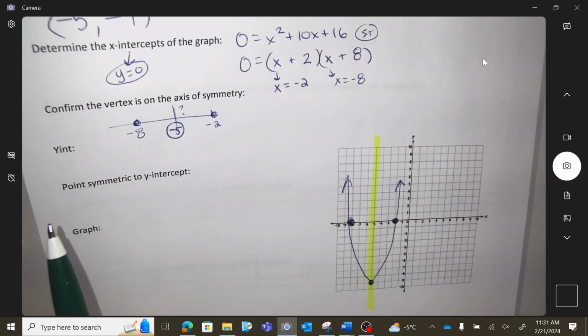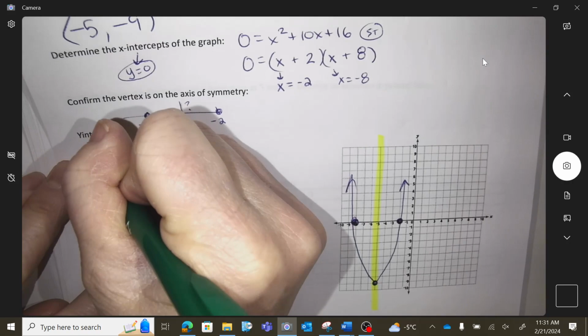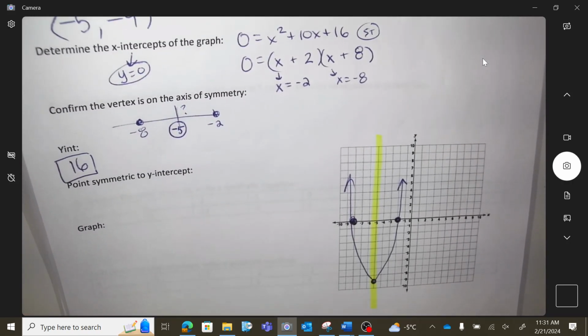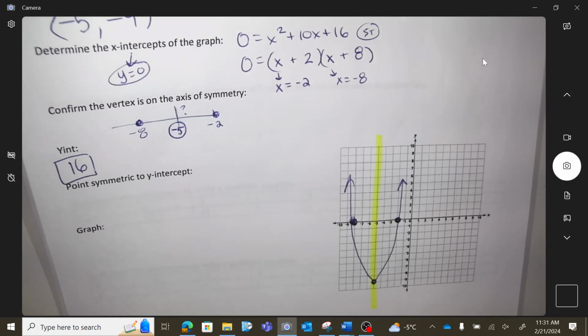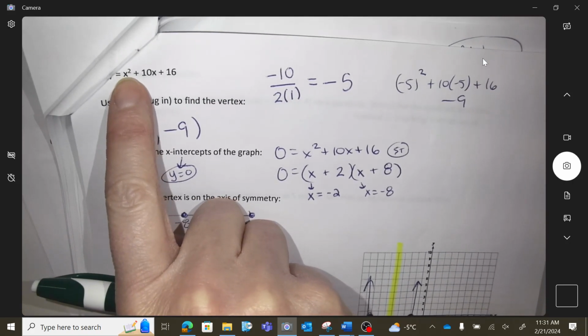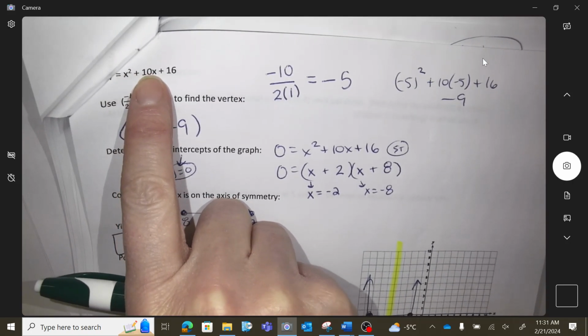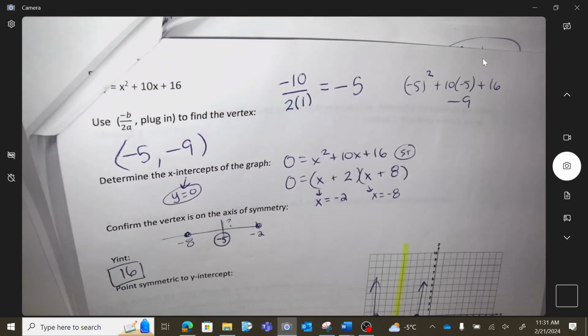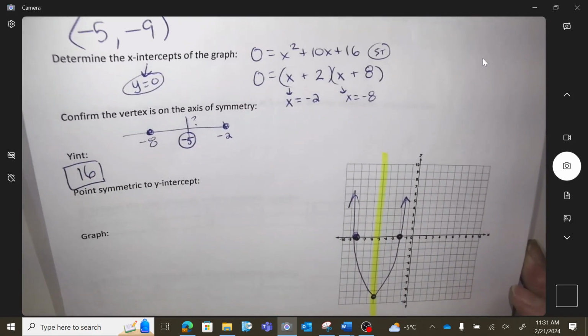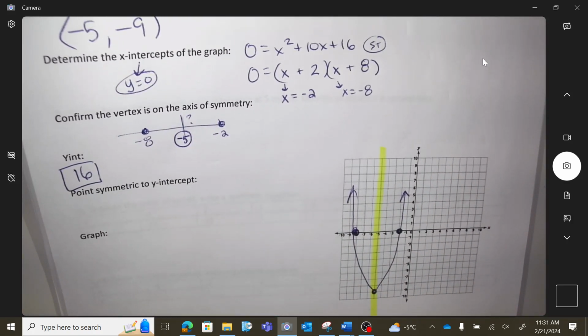And what is the y-intercept? That quickly, your math can go. 16. Because if x was 0, 0 squared, 10 times 0, gone, plus 16. Ooh, this is a challenge question. Can you figure out what point would be symmetric to your y-intercept?